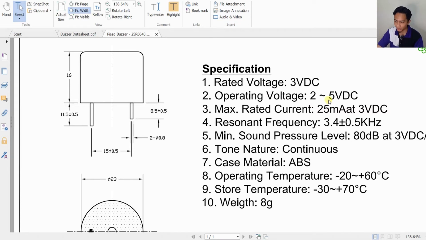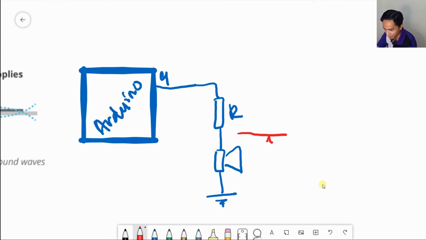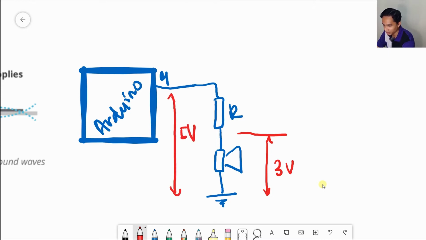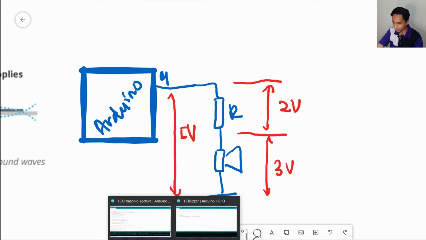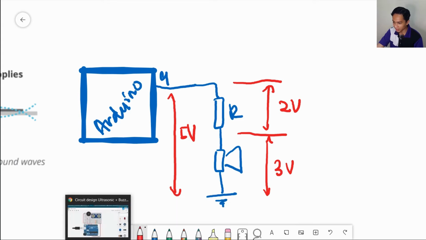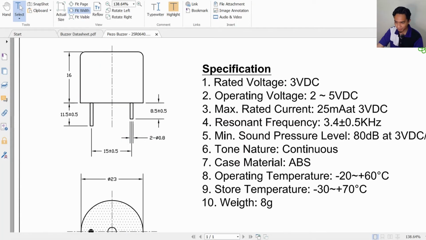So let's say we want to operate at 3 volt DC. So this part here is 3 volts, which means our Arduino can output 5 volts. Therefore here is 2 volt only. So 2 volt only. And then we see here, if we want to ensure there is no problem or no error later on, we check the max rated current.